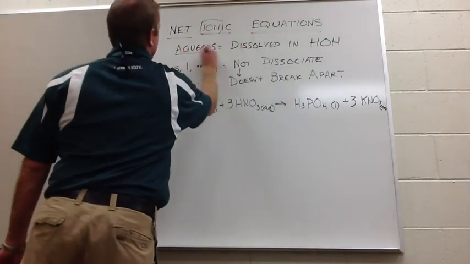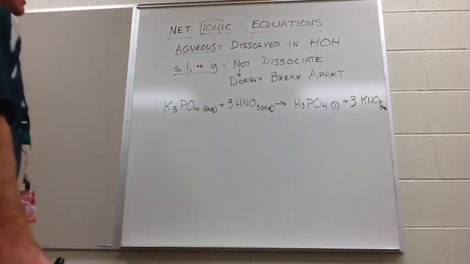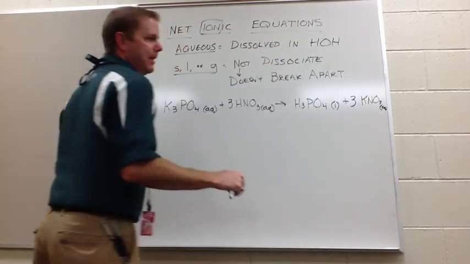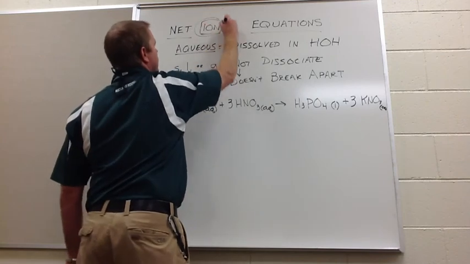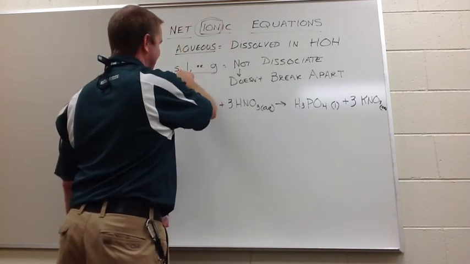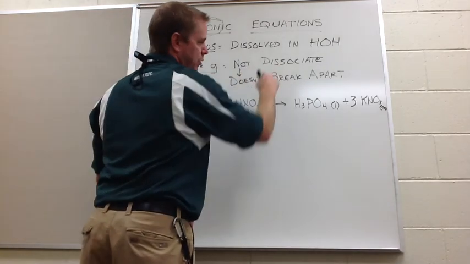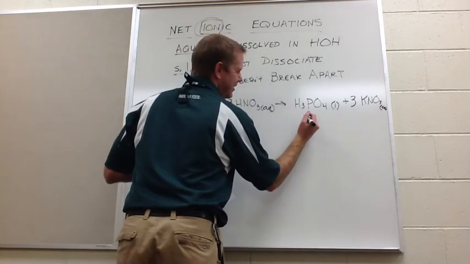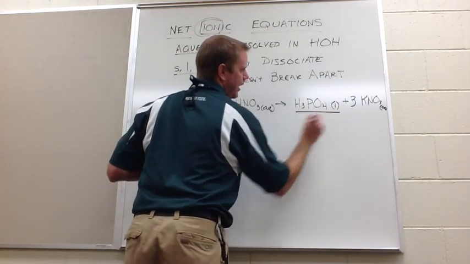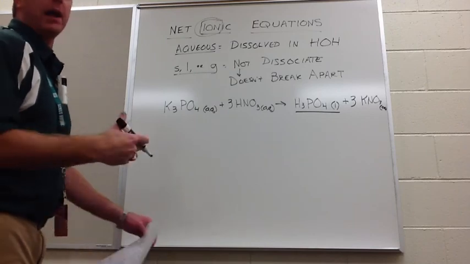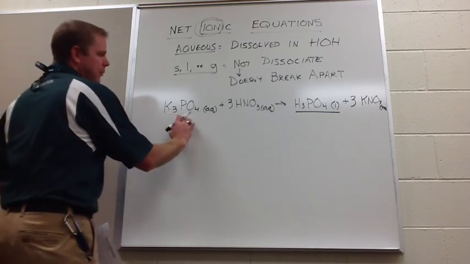This is the most important thing in net ionic equations. Things that are aqueous do dissolve. What does that mean? They break up into their individual ions. Things that are not dissolved in water, solids, liquids, and gases, do not dissociate. They do not break apart. So the only thing that does not dissociate is this thing right here, H3PO4. So here's what we do. We break it apart.